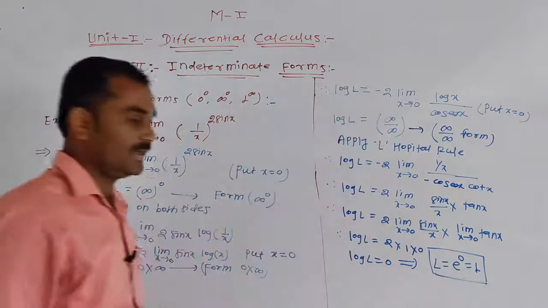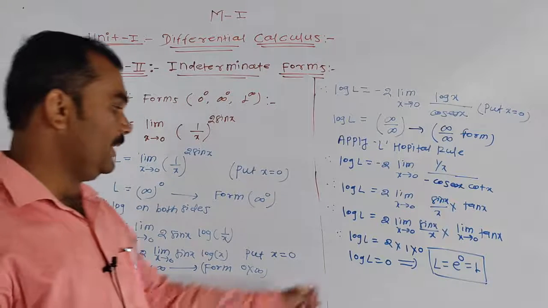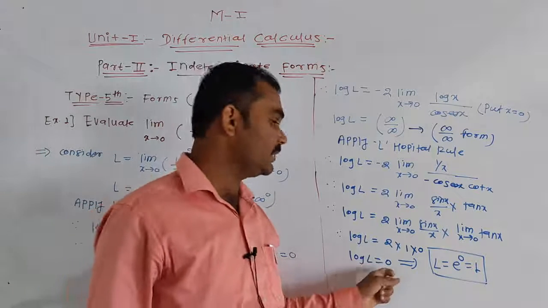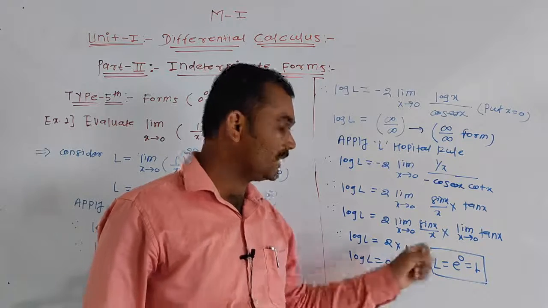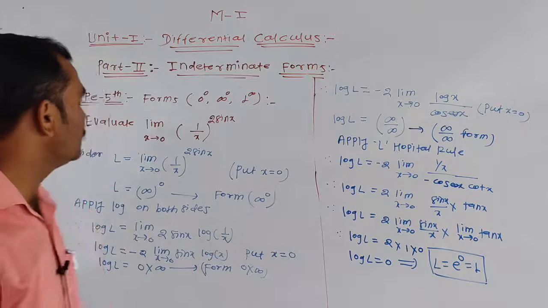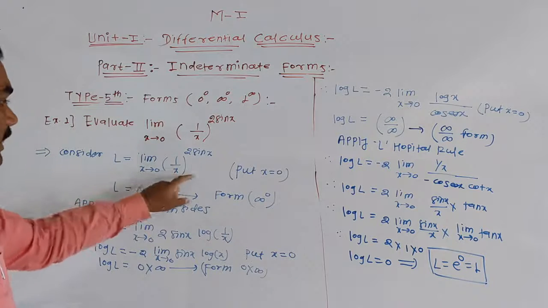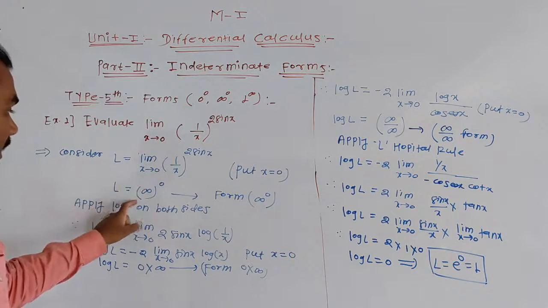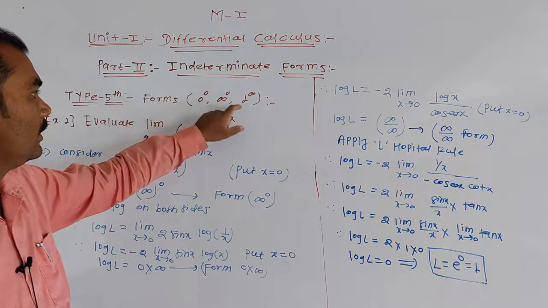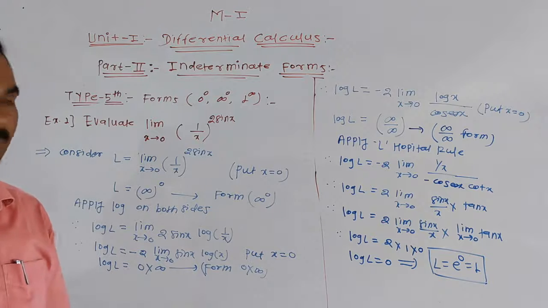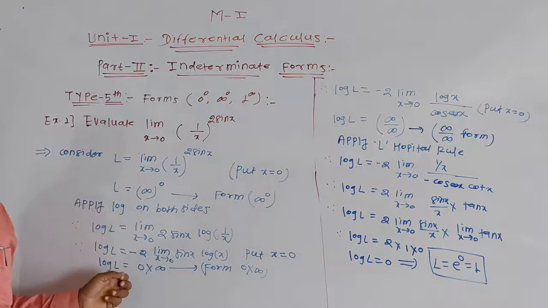Apply e on both sides, we get the value of L. Okay, here is log of L. For this purpose we have to apply e on both the sides. Here log and e get cancelled, here e raised to 0 is 1. Okay, same problem, same thing. After putting the limit directly, if we get the form 0 raised to 0 or infinity raised to 0 or 1 raised to infinity, your first target is to apply log on both the sides, then solve.